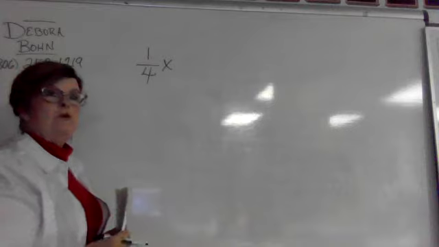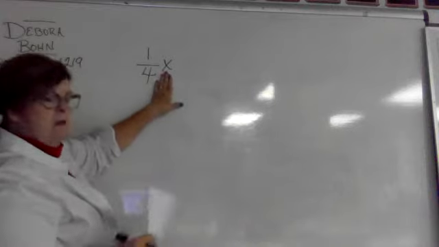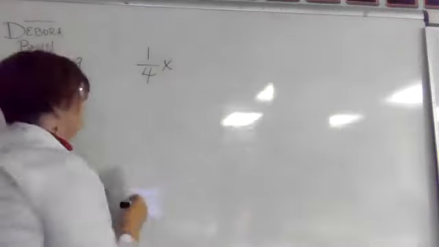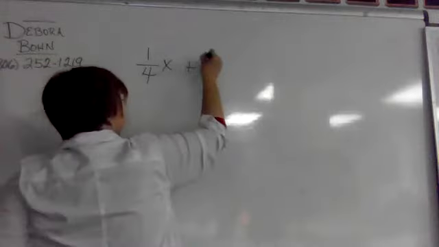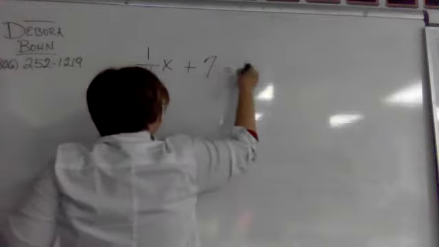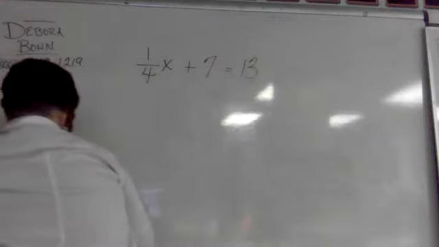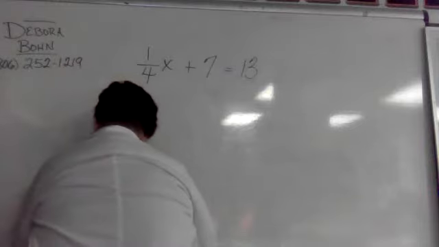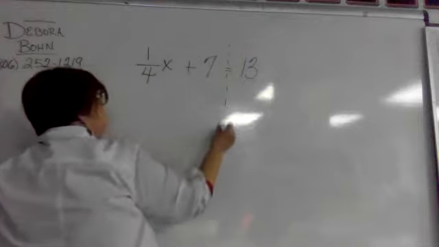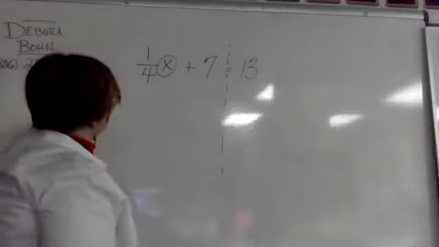1/4 is a fourth. Okay, so I have 1/4 of me, and it says if you add 7 to 1/4 of me, so I'm going to add 7, you get 13. Line down through the equal sign, of course. Circle the variable. That way we know, keep the sides separate.